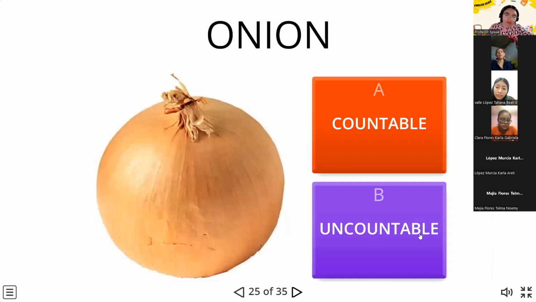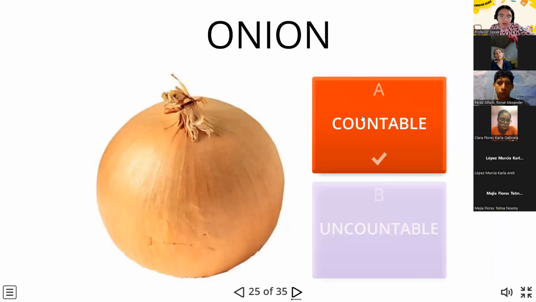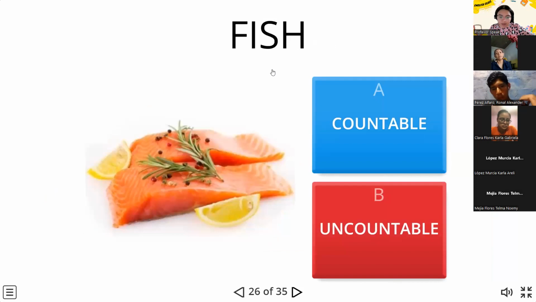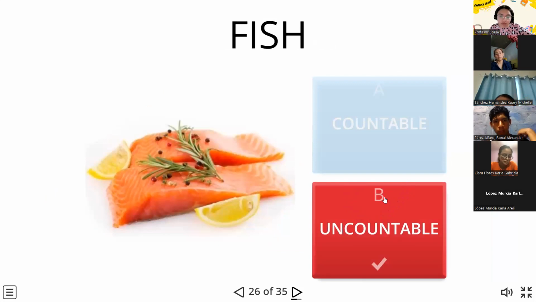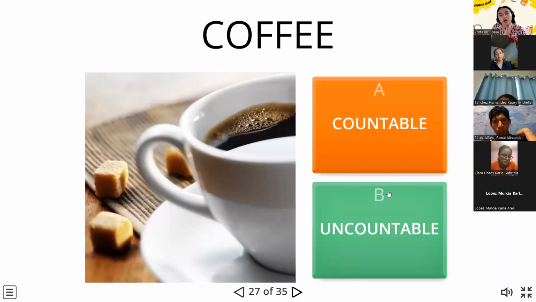Onions. Countable. Yeah, very good. We can count onions. Fish. Countable or uncountable? Countable. Fishes, countable. Countable, no. Uncountable. Un pecado en filete.